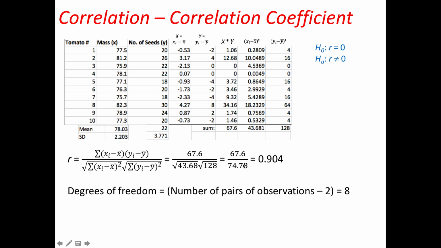You divide 67.6 by 74.78, and you get 0.904. That is your correlation coefficient value.